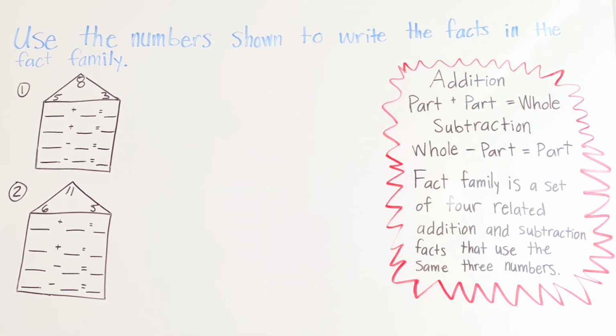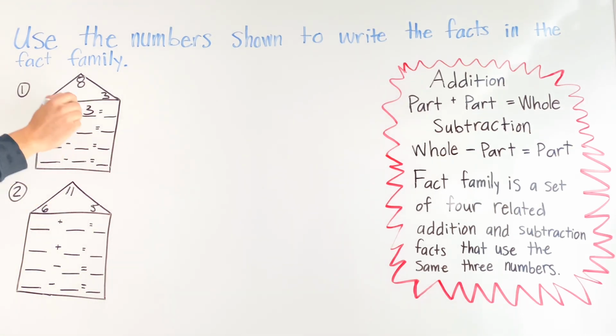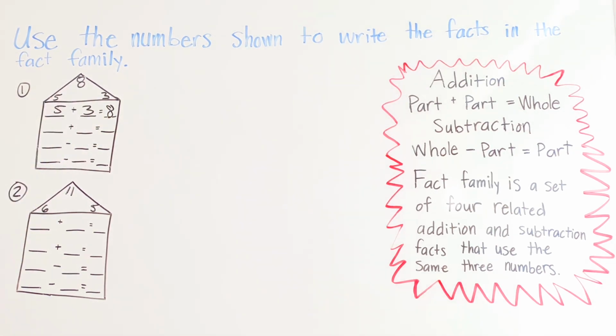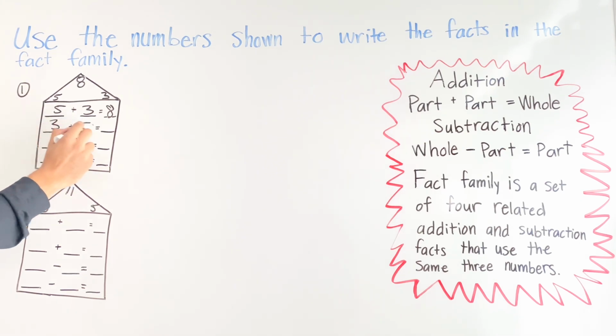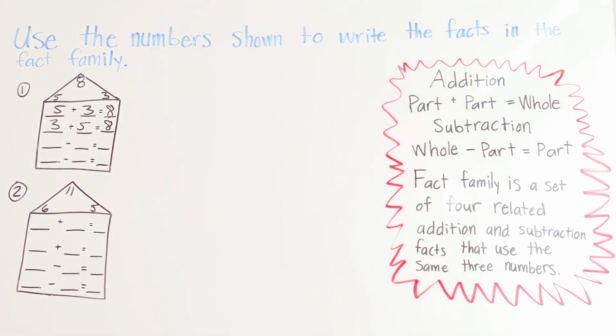Okay, so we can go ahead and put, for the first one, 5 plus 3 equals 8. Remember, that's only 3 numbers that we can use. Now what we're going to do is just switch our parts. So instead of 5 plus 3, we're going to do 3 plus 5, which is going to be 8.